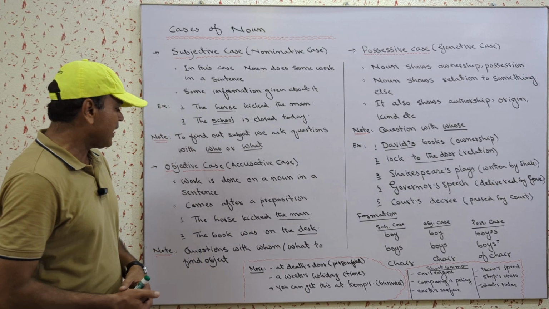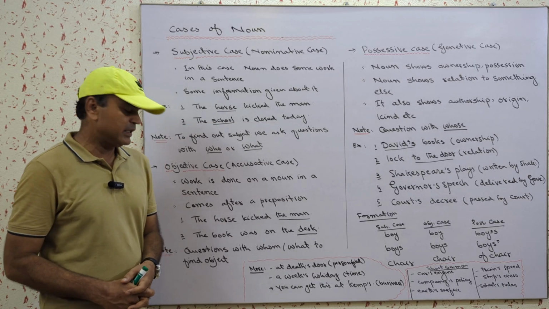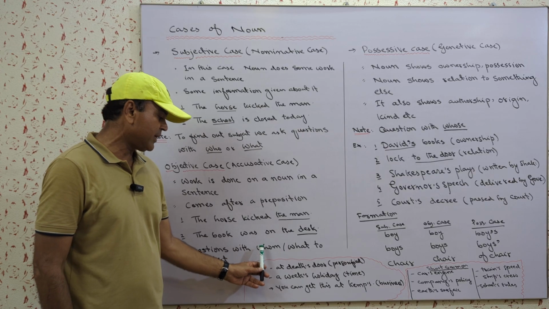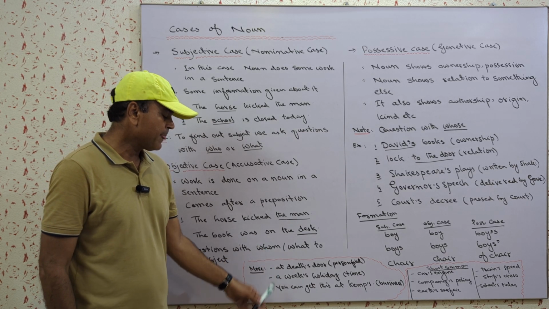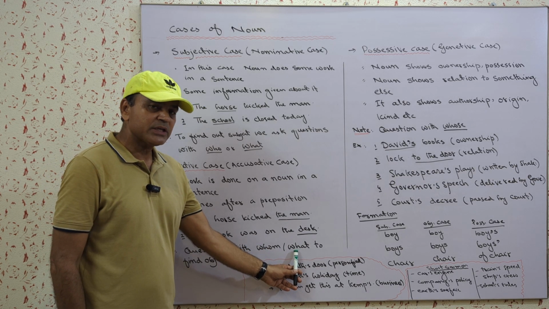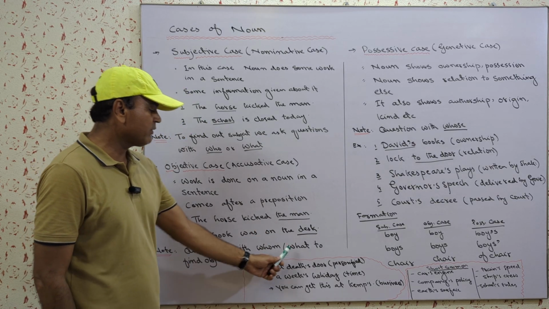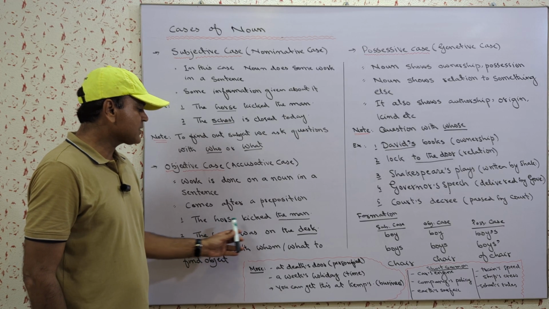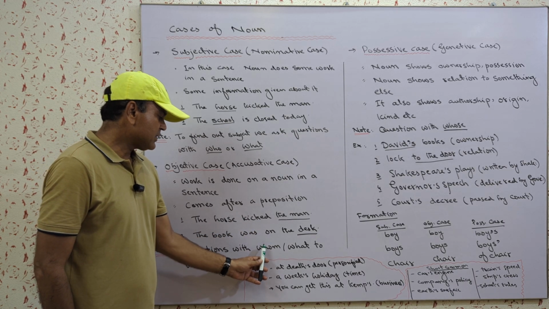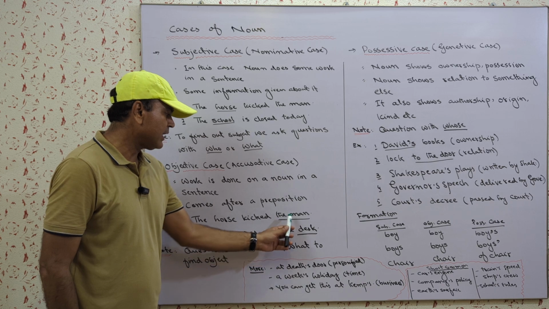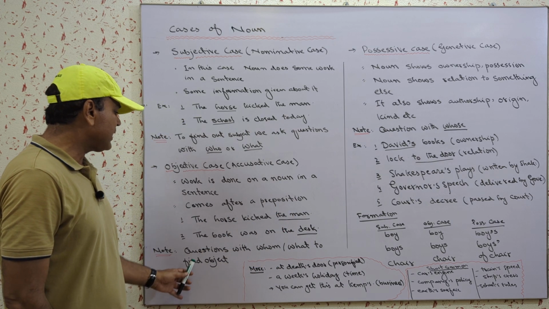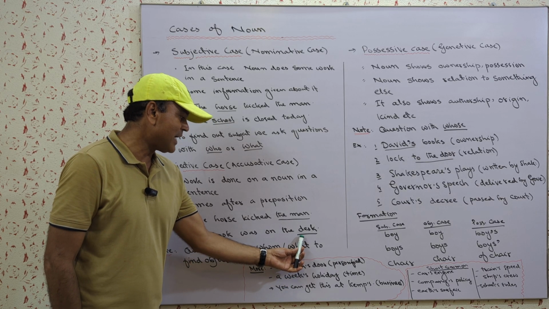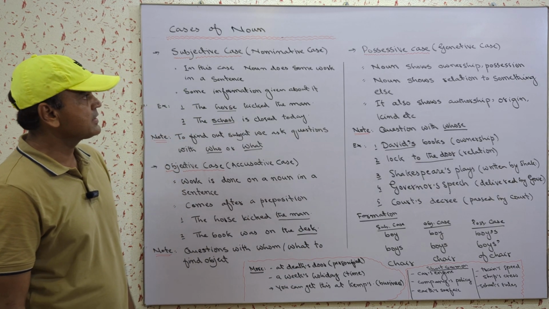Now if you want to find out the object from the sentence, what should be our question? If the object is living, our question starts with whom, and if our object is non-living, our question starts with what. For example, I say, whom did the horse kick? The answer of whom is the man, so that's why the man is objective case. And if I say, what was on the desk? The answer of what is the desk, that's why it is objective case.